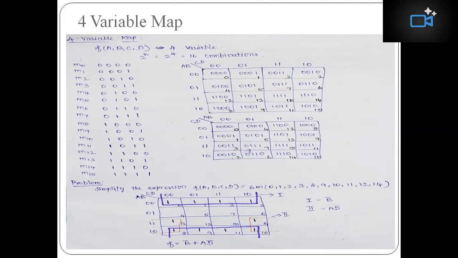Then I have written the minterms in the left corner of this. Next to that, the binary representation of these values is given. That is, for M0 it is 0, 0, 0, 0. Likewise, for M8 it is 1, 0, 0, 0. And till M15, it is 1, 1, 1, 1. Likewise, I have written all the values of minterms in binary combination.